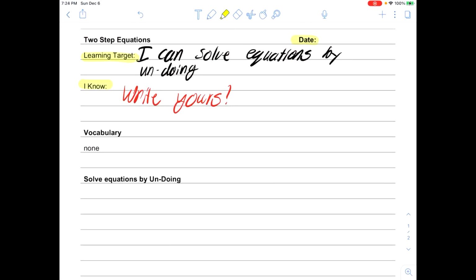Write down your I know. You may not know much about solving, but you know what an equation is, so you can definitely write about that. And then there is no vocabulary today. So make sure you have all this written down, pausing the video now, and restart when you're ready.